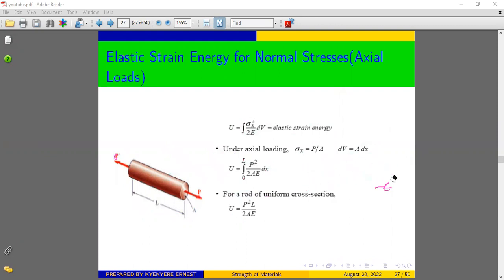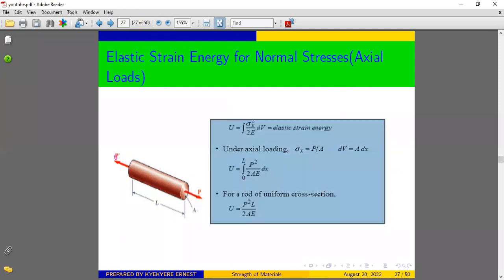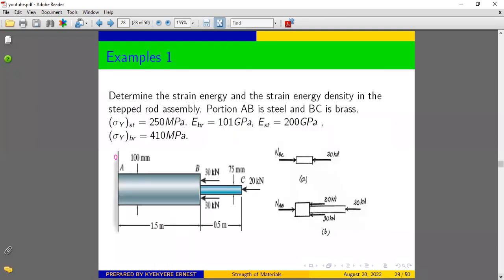And once we are done with the question, we bring our session today to a close. Good. So, determine the strain energy and the strain energy density in the step rod. Sorry, we are only going to determine the strain energy. You can determine the strain energy density, but in this question, we are only going to determine the strain energy.